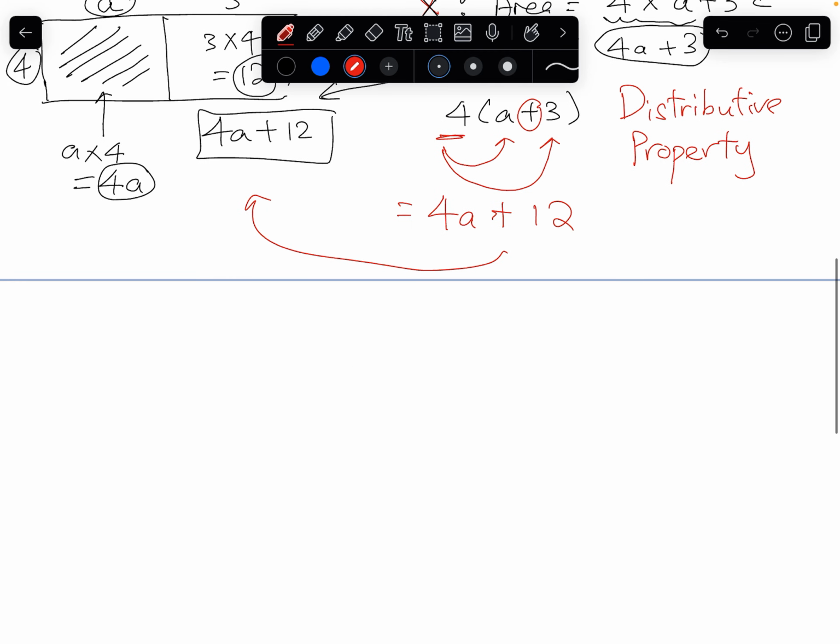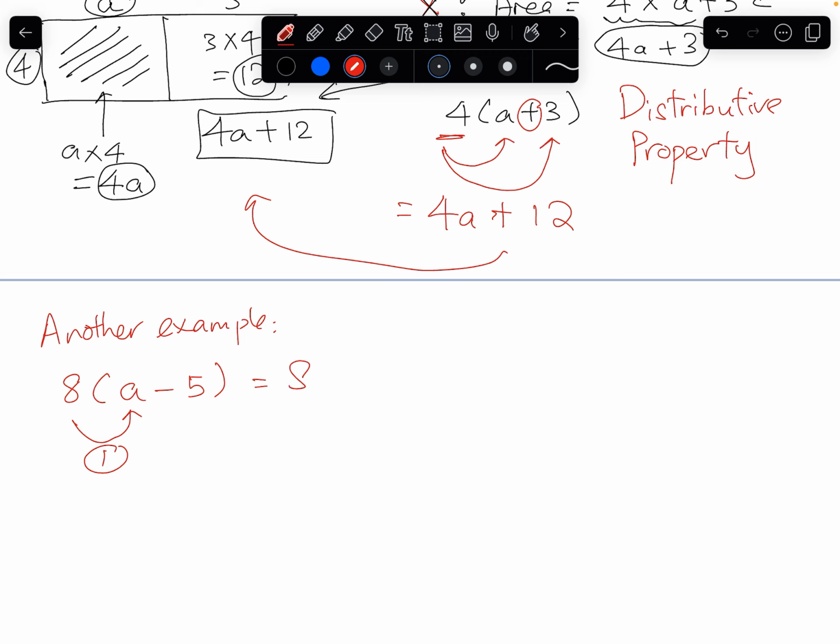Now, I'll show you another illustration here, another example here. Now, if you're going to have 8 multiplied by A minus 5, okay? Can we do that again with this distributive property? We could do the same thing. We could do what is 8 times A. All right, that's step number 1. That gives me 8A. Now, because there's a minus sign, we're going to put the minus sign here. Then we're going to do step number 2. We're going to do 8 times 5. And that's going to give me 40.